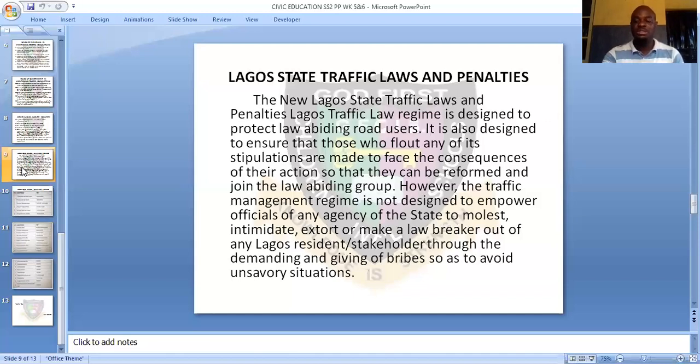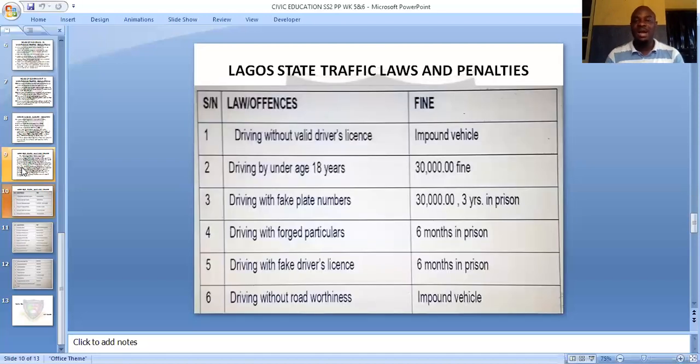Now I'm going to be reading some of the laws and the fines for us right now. You can see Lagos State traffic laws and penalties. So you need to know all this. Now at the end of this video, I want you all to do a voice note for me on these Lagos State traffic laws and penalties, because you need to know them.